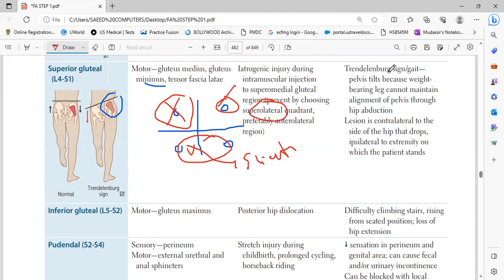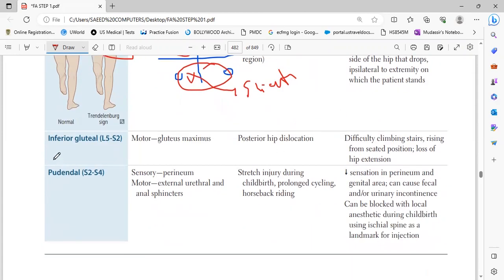There is a sign, the Trendelenburg sign: the pelvis tilts because the weight-bearing leg cannot maintain alignment of the pelvis. The lesion is contralateral to the side of the hip that drops. If this hip drops, the lesion will be contralateral.